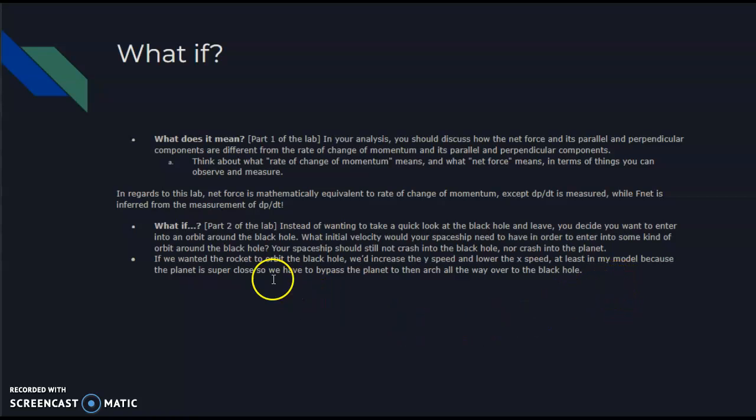So if we wanted the ship to orbit the black hole, we'd increase the y speed and lower the x speed. Because at least in my model, because the planet is super close to the ship at the very start, we have to bypass the planet with these elements to then arch all the way over to the black hole.